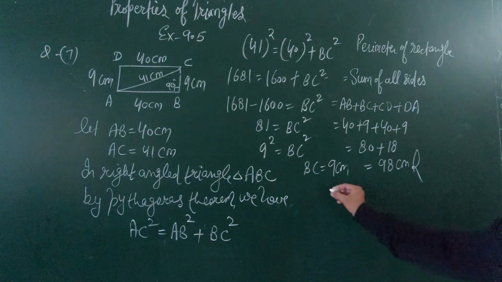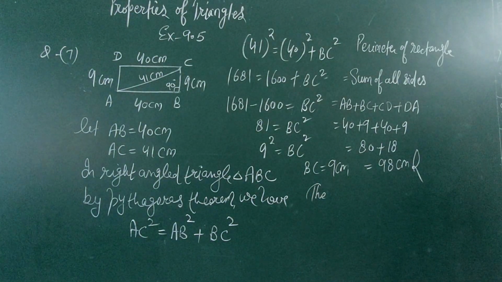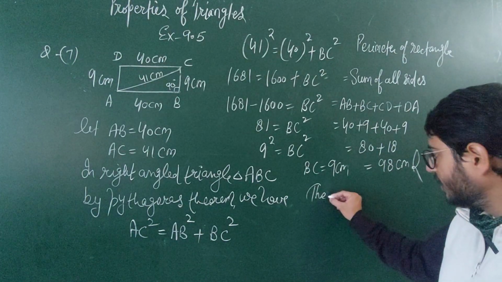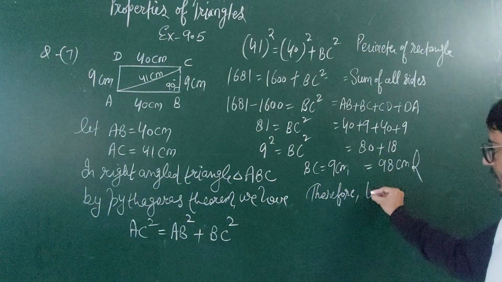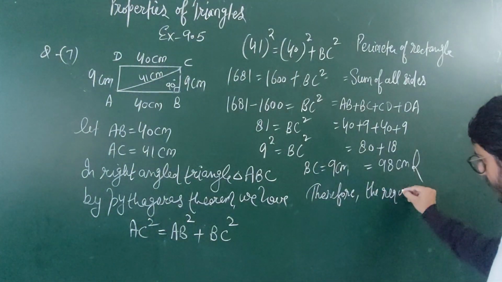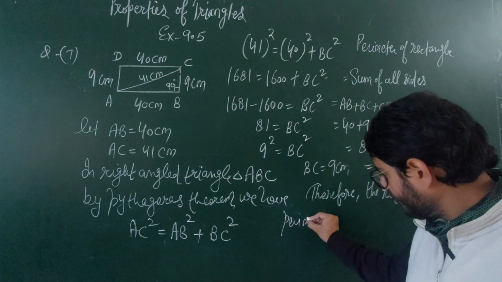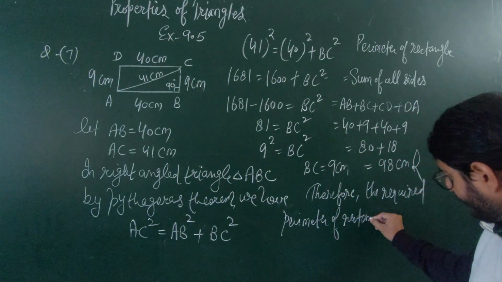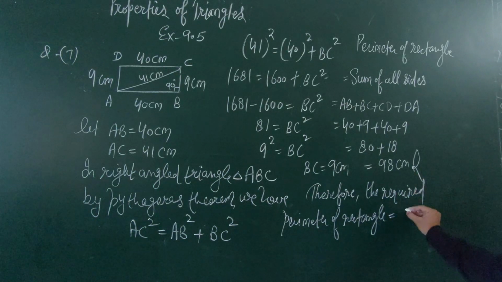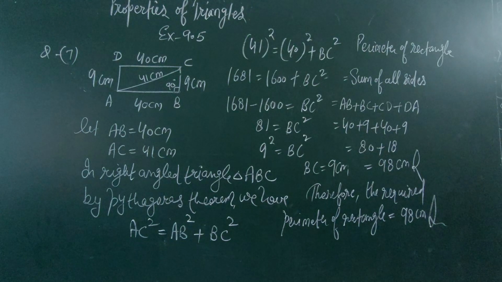It is a word problem, so you have to write down the answer in statement at the last. Therefore, this statement is necessary to write at the end. Therefore, the required perimeter of rectangle is equal to 98 centimeter. Answer. Now this is completed. Moving on to the next question.